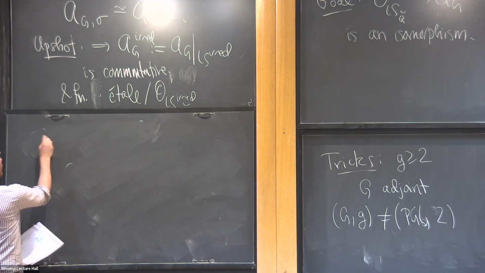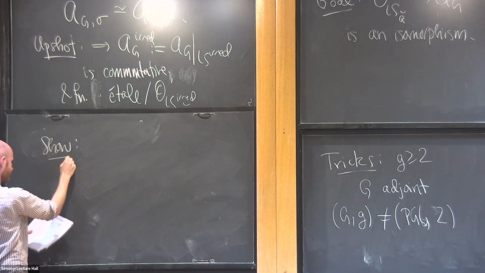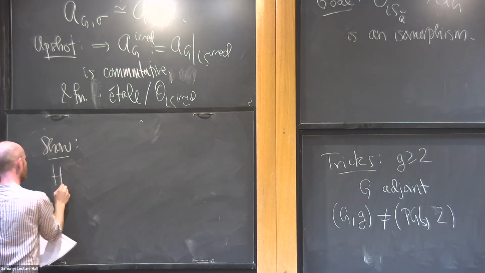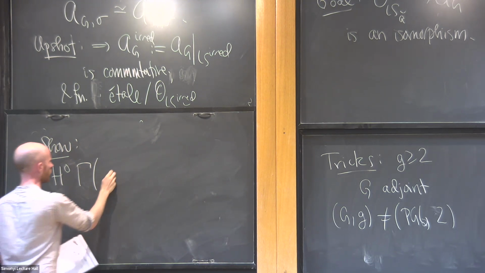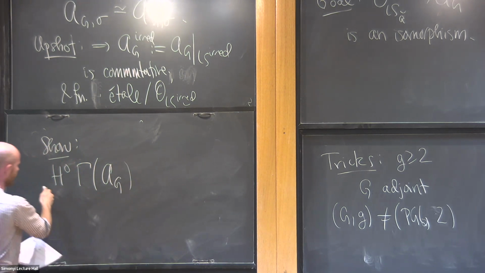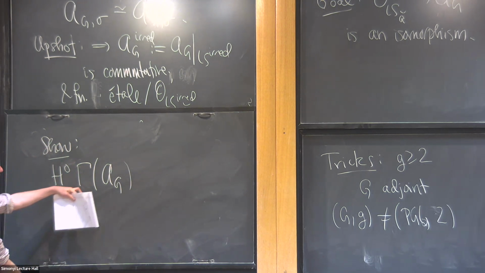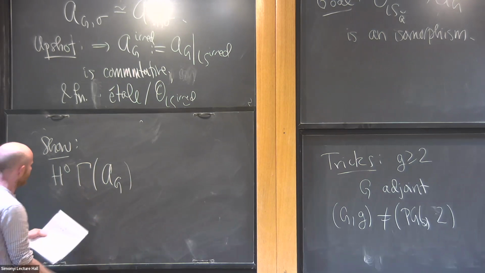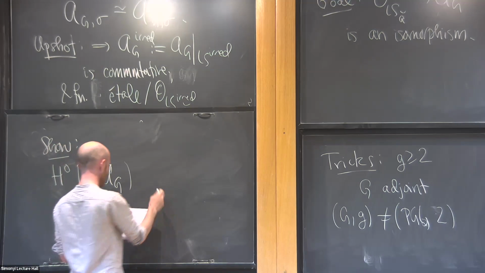So the next thing that we show is that actually, if you take the derived global sections of this A_G, and then you take the not derived version. So we just said this is just scalars. So I don't really need to write H^0.